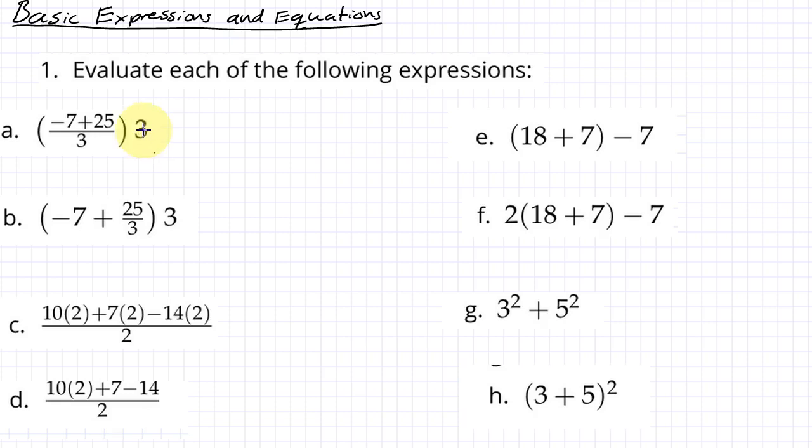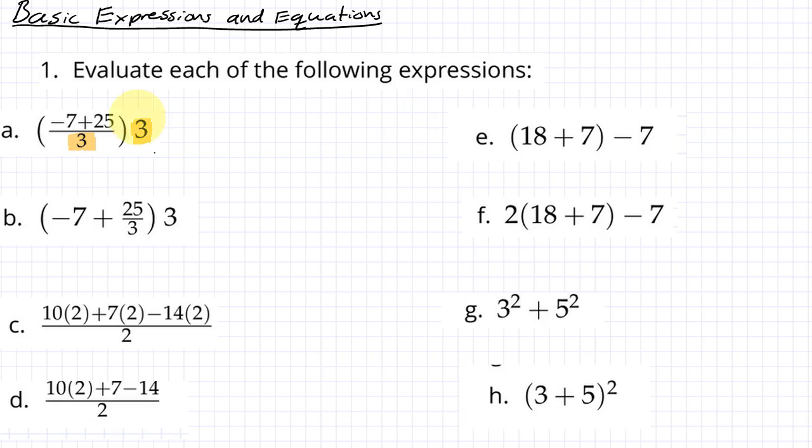In this one, there is a fraction where you have something divided by 3, and then it's multiplied by 3 here. There's a couple ways you could think about it. One way is you could just cancel it out and get -7 plus 25, because dividing by 3 and multiplying by 3 cancel each other out, and that's fine.